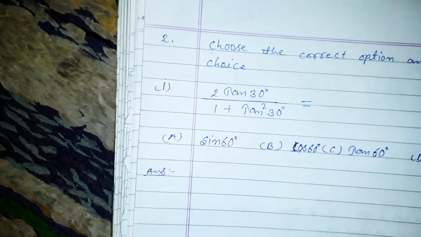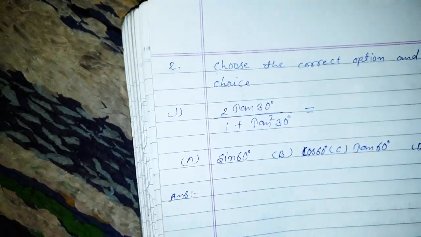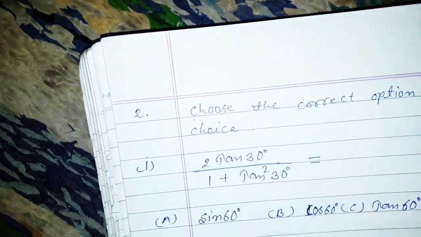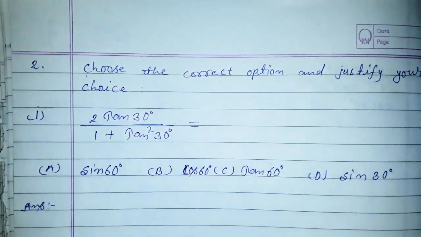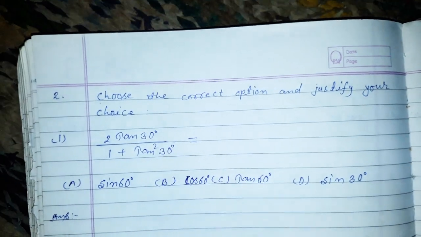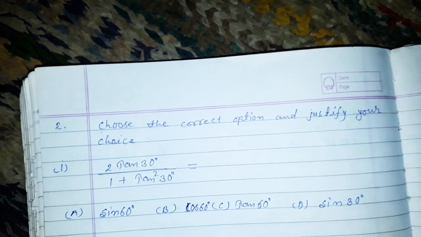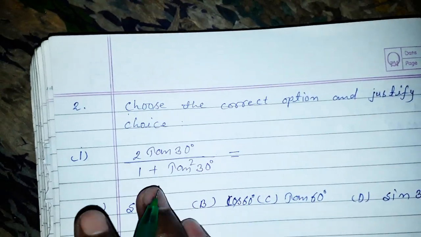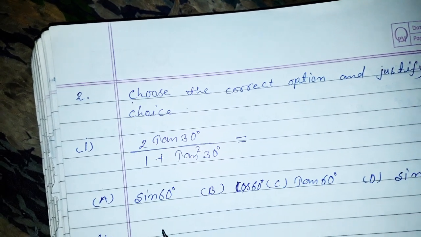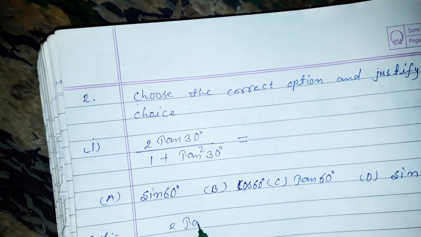Next question. Next question is the second question. Choose the correct option and justify your choice. So first we will solve this. So justify.